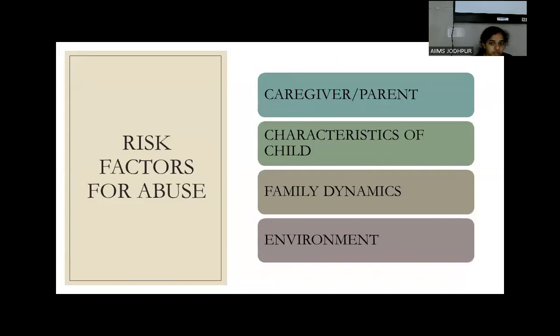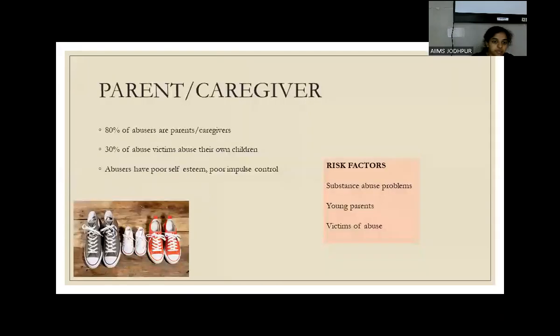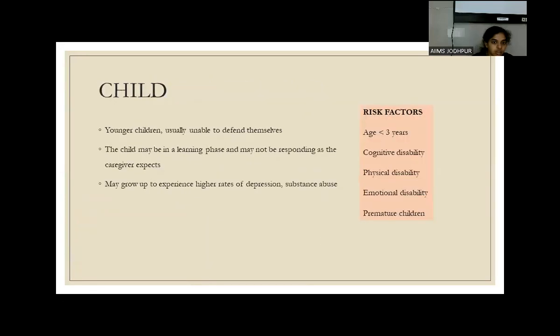Coming to the risk factors of abuse, they may relate to the caregiver or parent, the child themselves, the family dynamics in which the child has grown up, or the surrounding environment. It is seen that 80% of abusers are the parents or caregivers themselves, and 30% of abuse victims end up abusing their own children. They have poor self-esteem and poor impulse control. They may have substance abuse problems. They may be younger parents, and as mentioned previously, they themselves must have been victims of abuse.